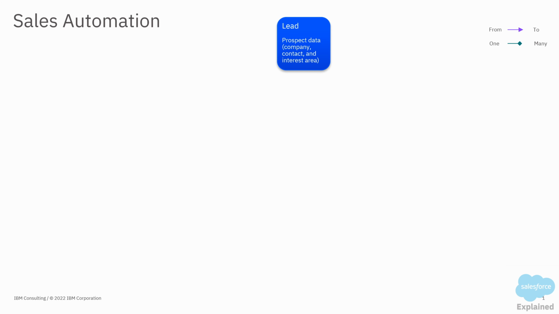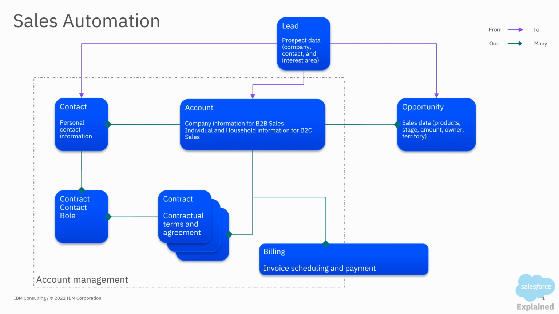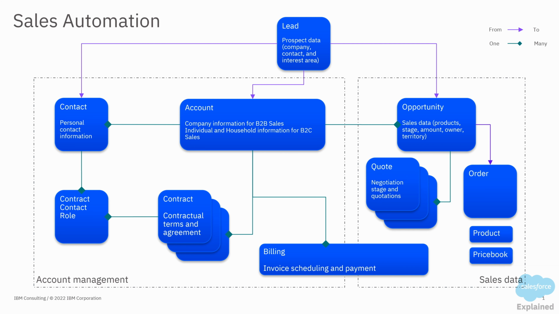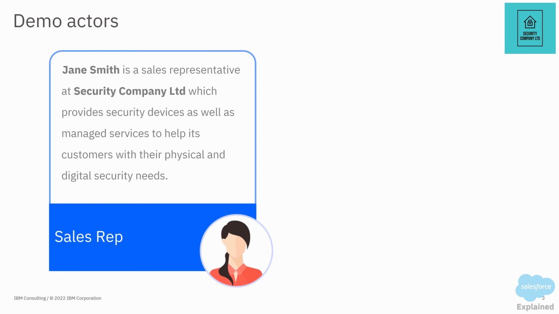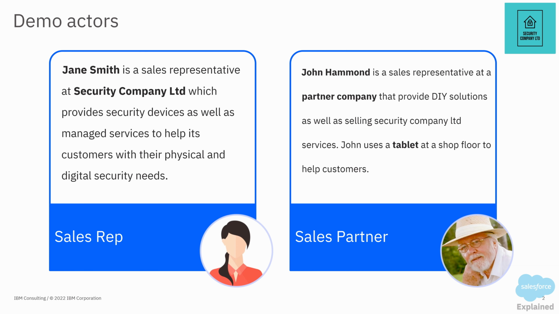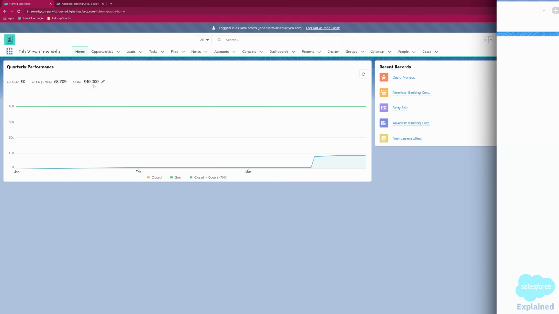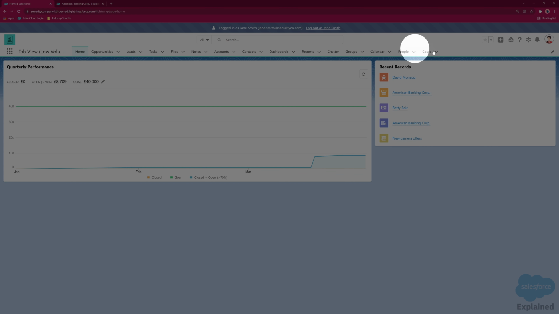Today's demo will look at two primary users who will use the core sales data, including converting lead information to account, contact, opportunity, and orders by going through different stages in the sales cycle. Our first user is Jane Smith, a sales rep at our demo company called Security Company Limited. And our second user is John Hammond, a sales rep at a partner company that sells products made by Security Company Limited.